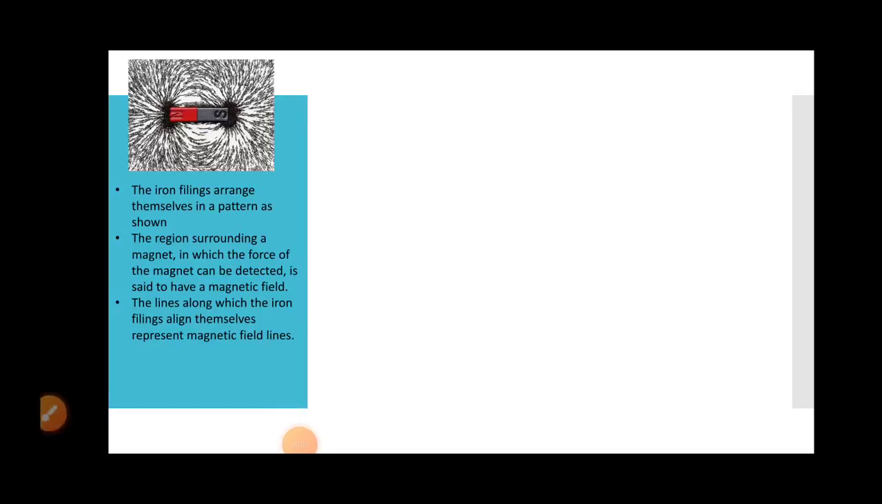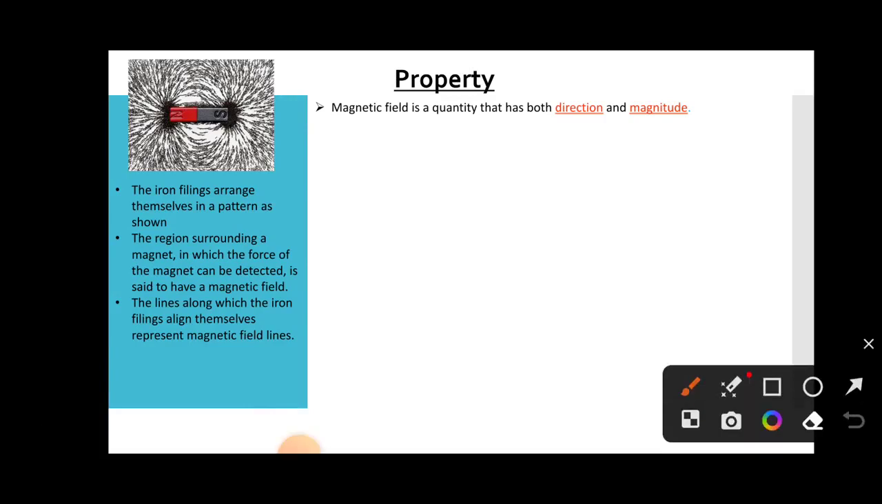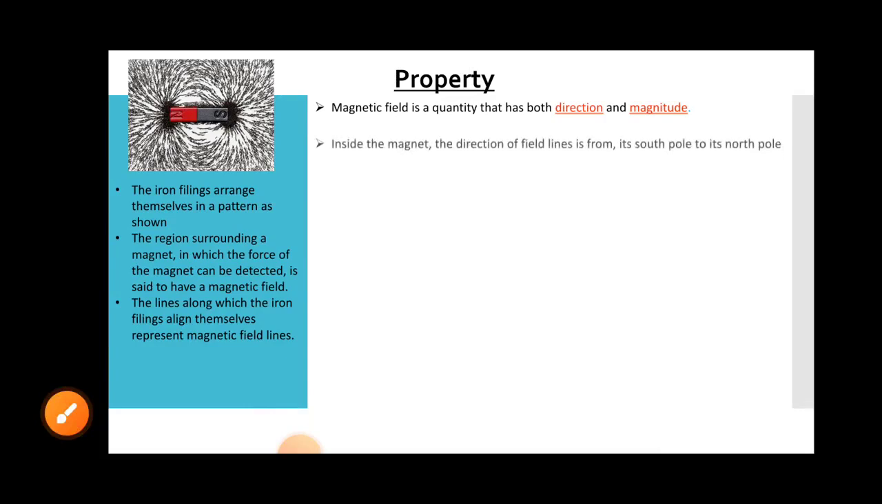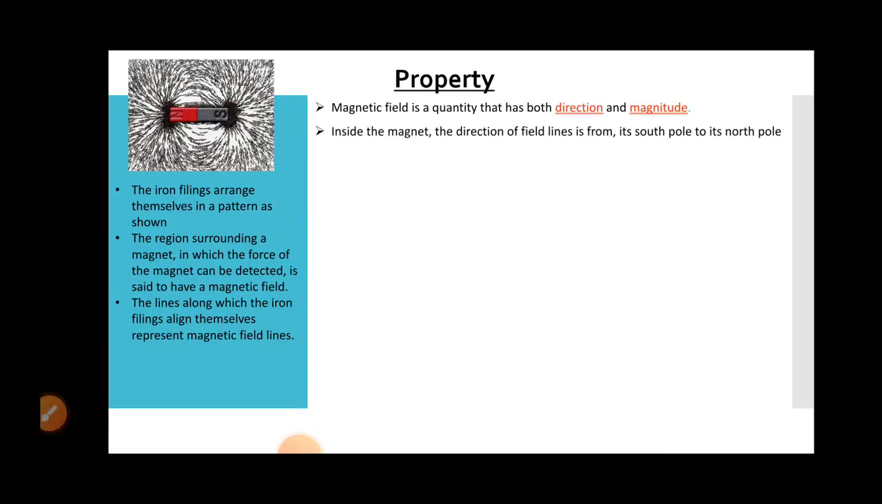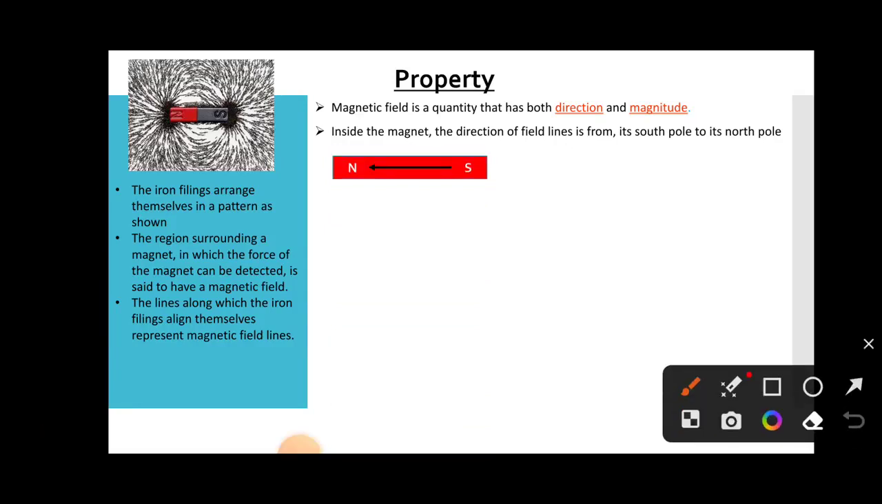Now we will discuss some properties. The magnetic field is a quantity that has both direction and magnitude. Inside the magnet, the direction of the field lines is from its south pole to its north pole. It is always from south to north.